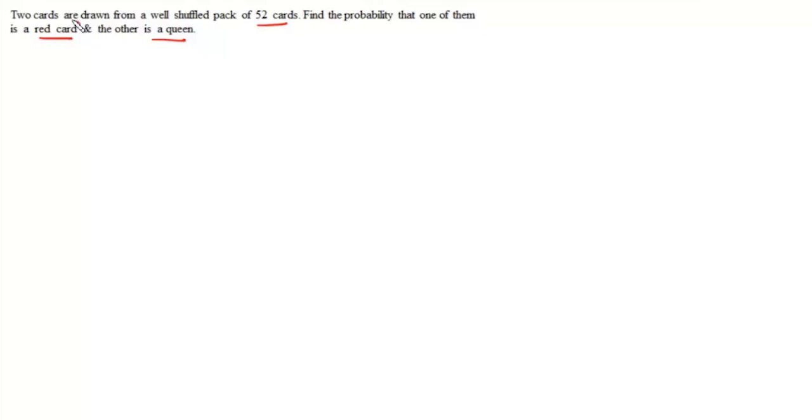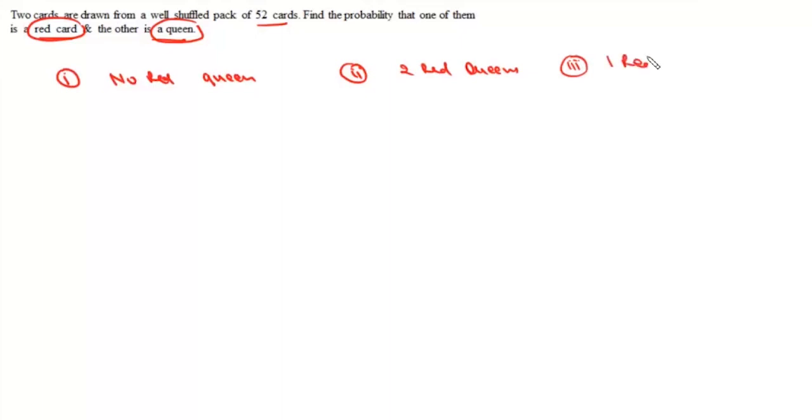So one of the cards must be a red card, and the other card should be a queen. Now we have 3 cases. First case, when we have no red queen. Second case, when we have two red queens, and this third case, when we have exactly one red queen.